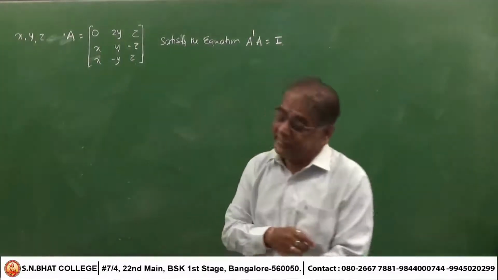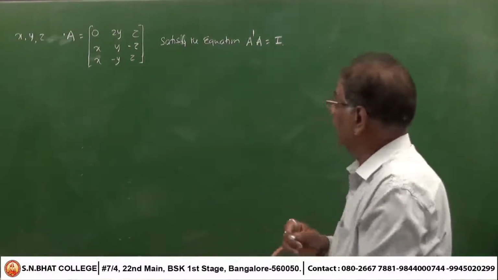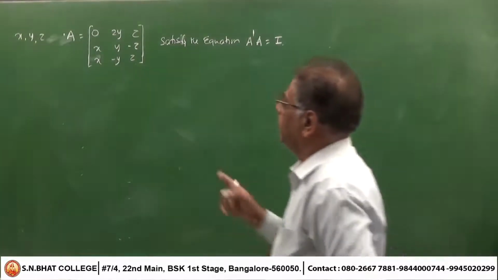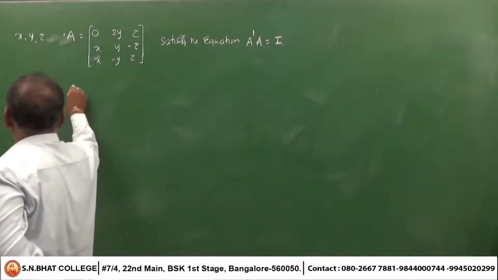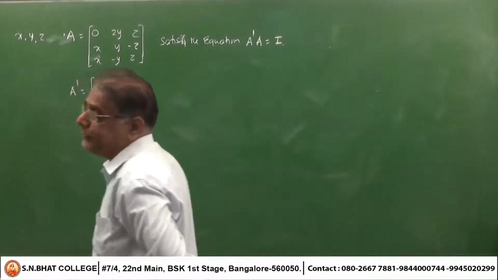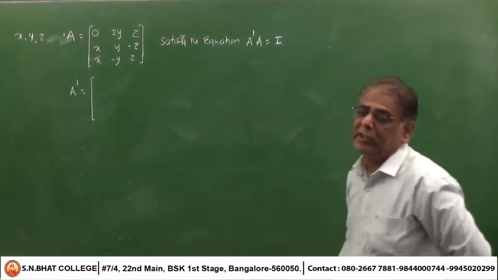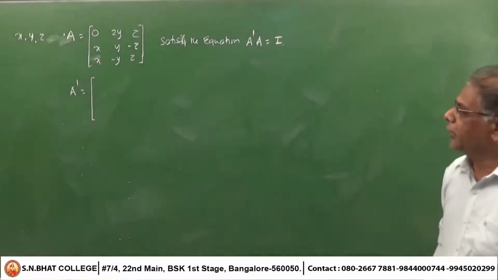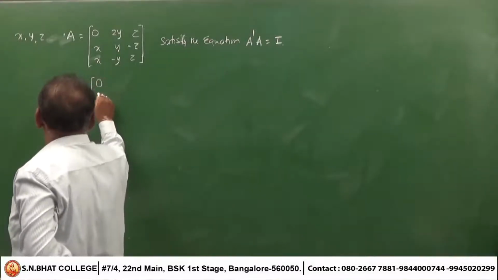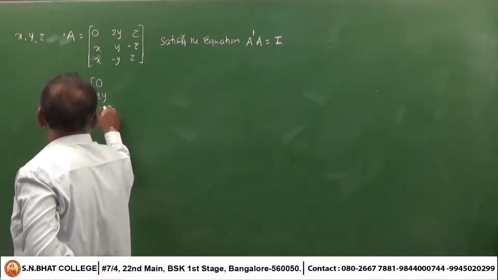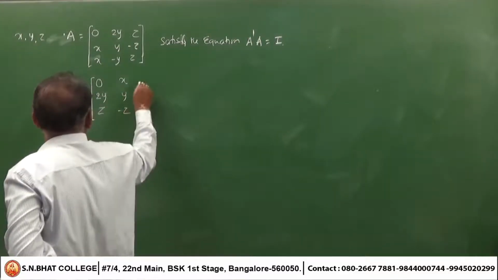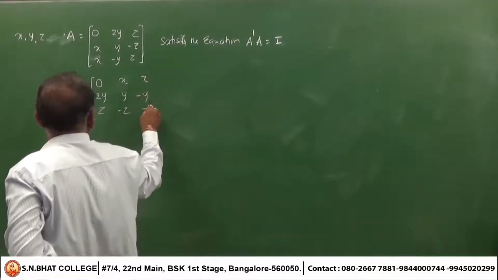You have to find x, y, z. A is given, and one more condition is given: A transpose into A is equal to I. A is given, so calculate A transpose. How do we define the transpose of a matrix? By interchanging rows and columns. Write rows as columns. So 0, 2y, z; x, y, minus z; x, minus y, z.